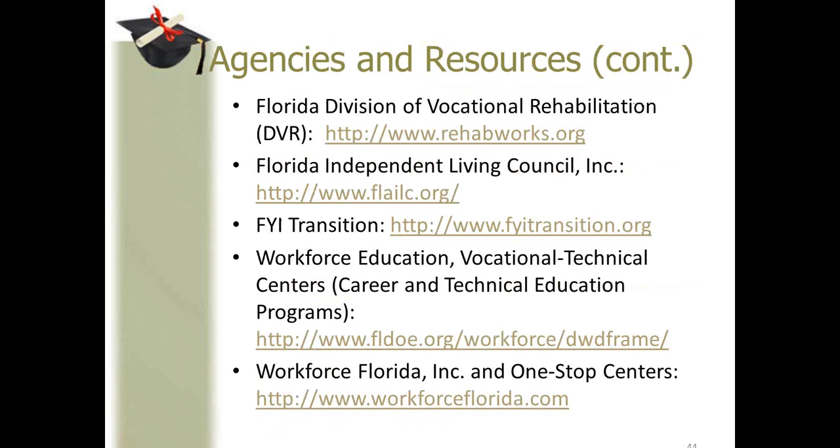Florida Division of Vocational Rehabilitation, Florida Independent Living Council, FYI Transition, Workforce Education, Vocational Technical Centers, and Workforce Florida, Inc., and One Stop Centers.